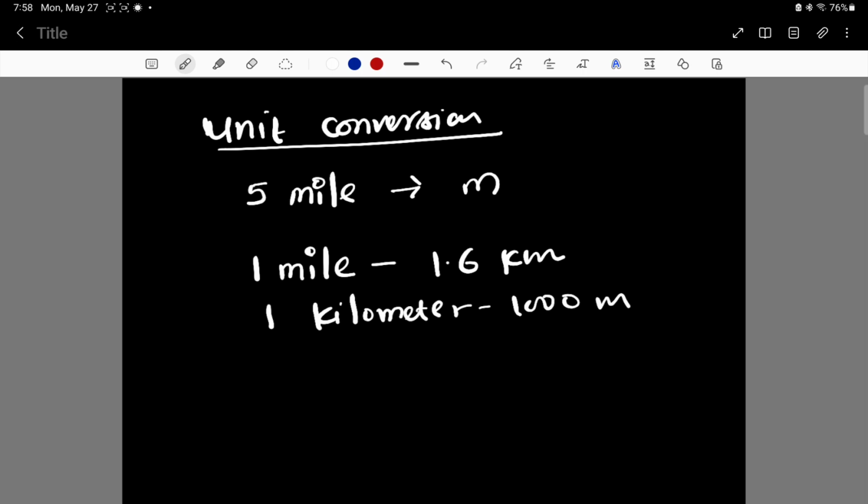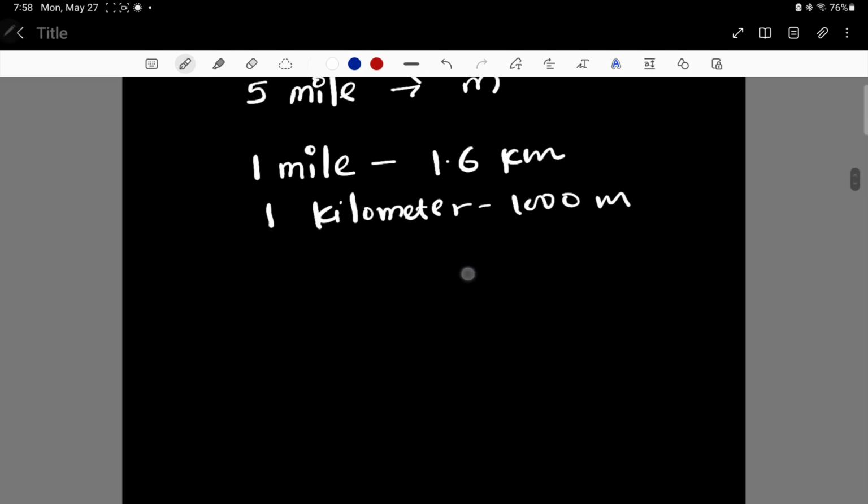If you don't know all the conversion factors like this, you can look up the tables. There should be some table in your textbook somewhere. You can find the conversion factors for different systems of units, like feet to meter, or mile to kilometer, mile to meters, and so on. So how to convert it? See here, I'm writing mile.